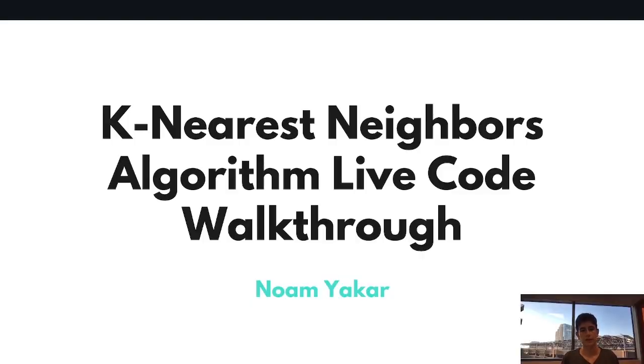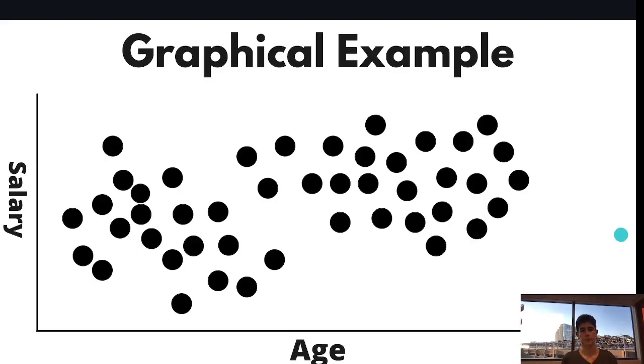Alright, so let's talk about k nearest neighbors, how it works, and the ins and outs of the algorithm. Okay, so let's say you had a graph. The y-axis was the salary of a consumer, and the x-axis was the age of some consumer. And we're trying to look at this data and identify the patterns in the data. An example would be what consumers bought some product versus what consumers did not buy that product.